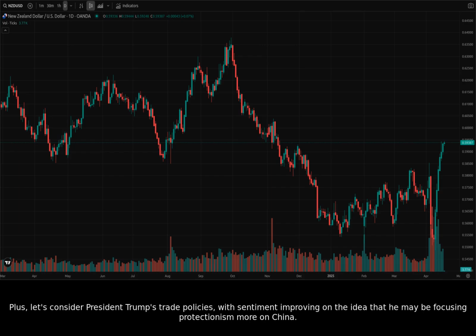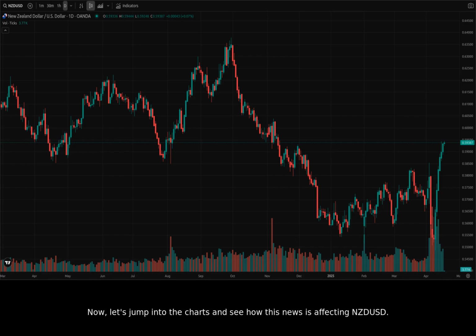Plus, let's consider President Trump's trade policies, with sentiment improving on the idea that he may be focusing protectionism more on China. Now, let's jump into the charts and see how this news is affecting NZDUSD. We'll start with the one-day chart to get a broad perspective. Looking at the daily chart, we can see the recent price action and overall trend.